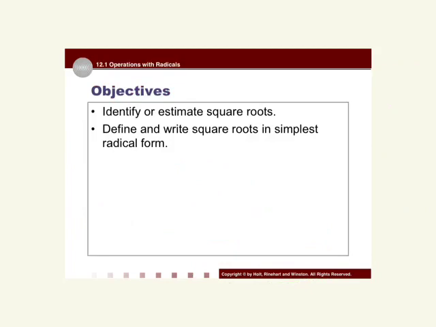Hello and welcome to Chapter 12, Section 1, Operations with Radicals. In Chapter 12, Section 1, Part 1, we really have two objectives. The first objective is to identify or estimate square roots, and we really did that in class today. So our main focus of this teaching video is the second objective, which is to define and write square roots in simplest radical form. If I was doing notes here for this section, I would write 12.1, Part 1, Simplifying Radicals.